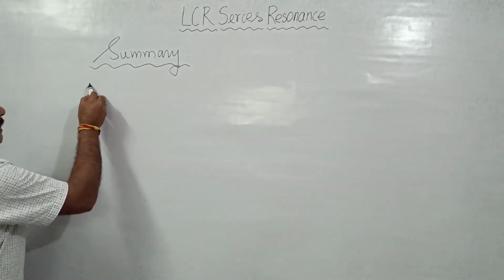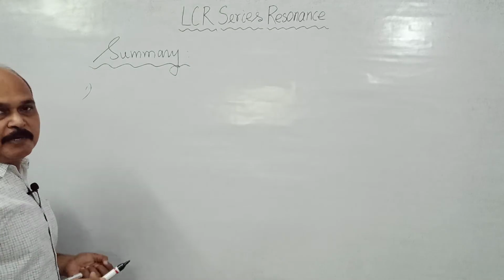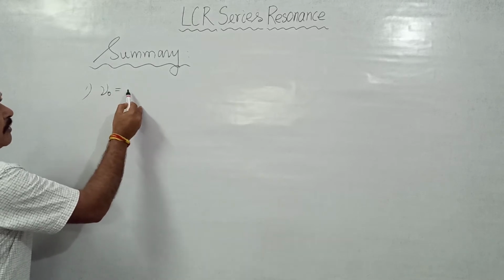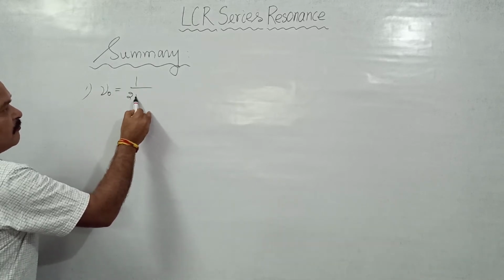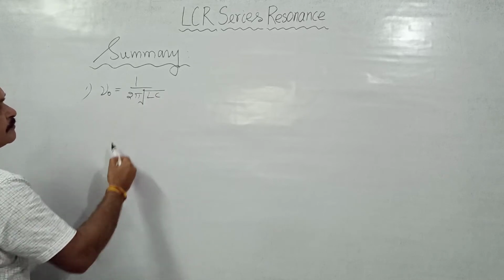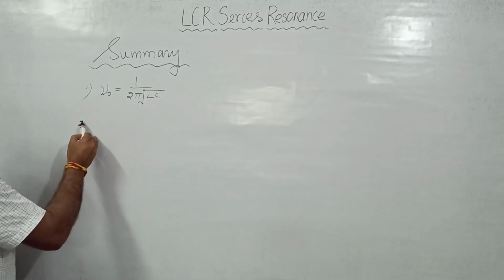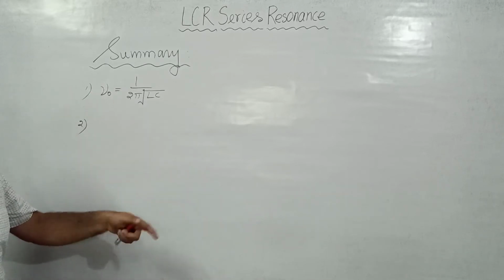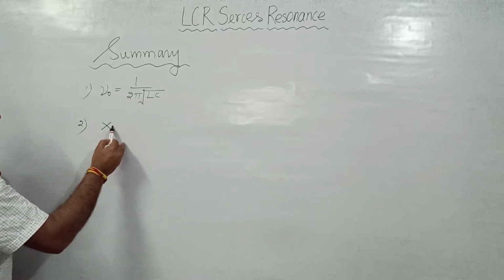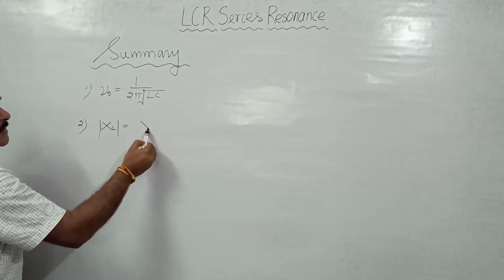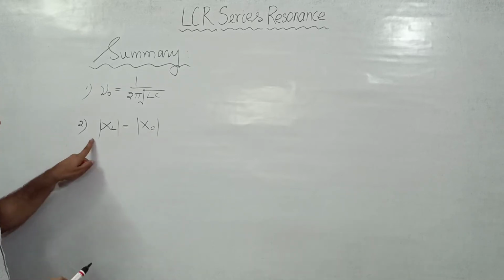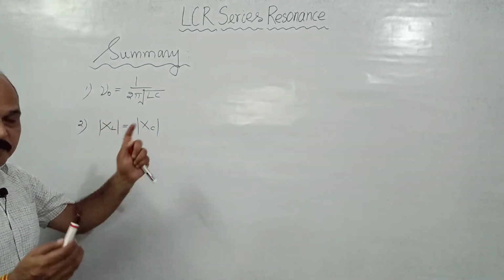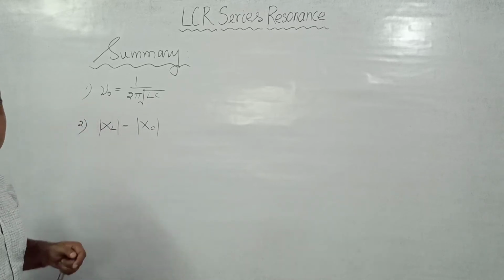Well, this LCR series resonance takes place in LCR circuit when the frequency of AC source becomes equal to resonant frequency, and that resonant frequency is what? 1 upon 2 pi root LC. Well, this frequency, which is resonant frequency, is achieved when XL becomes equal to XC. That is, reactances are equal to each other. This is inductive reactance, this is capacitive reactance. When they become equal to each other, then this frequency is achieved.